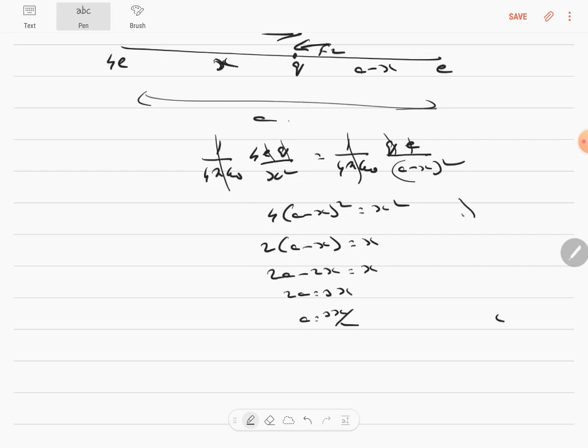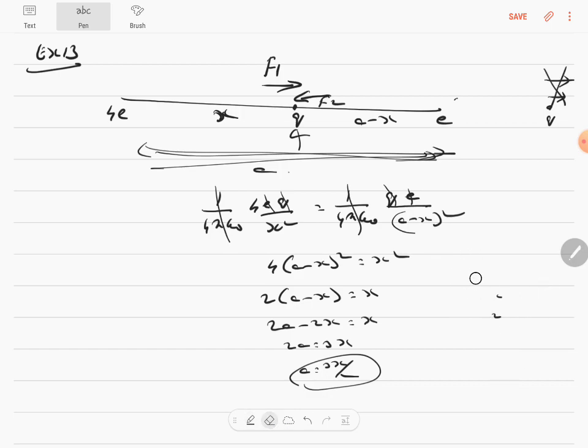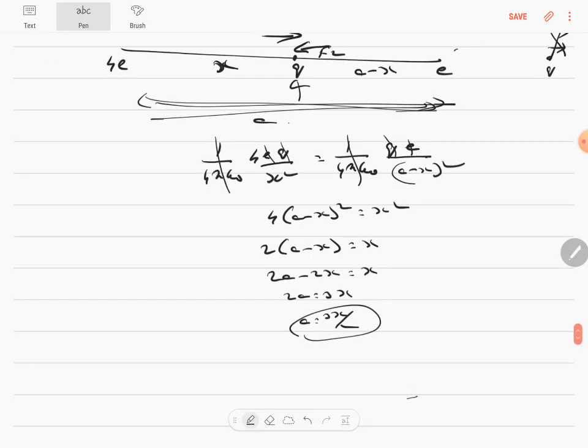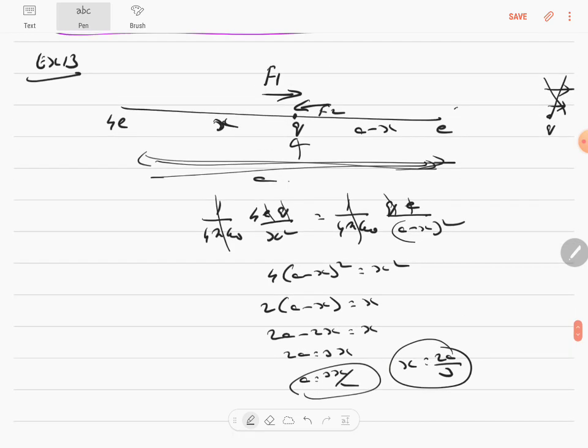Actually speaking, when you take a square root, you will get a plus or minus. You can also get 2 into a minus x is equal to minus x, so 2a minus 2x is equal to minus x, and x is equal to 2a. But we are placing it between the charges. It cannot be 2a, because if I place a charge q there, it will get repelled by both the small e and the 4e, and it's not cancelling out. So mathematically it's correct, but in physics it's not right. So x is equal to 2a by 3. Thus you understand that you're placing it at a distance of 2a by 3 from 4e.